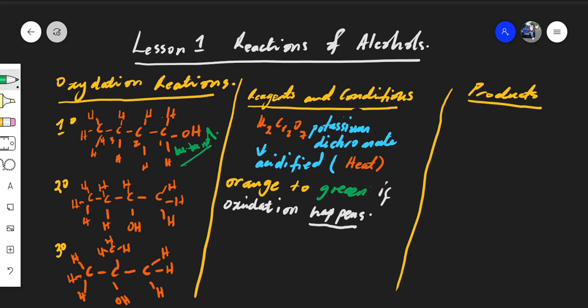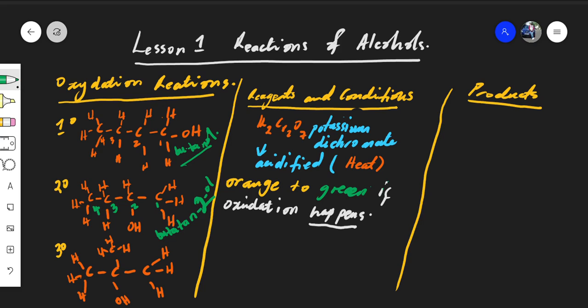And this one is a secondary alcohol. The OH is on carbon 2, so it is butan-2-ol.